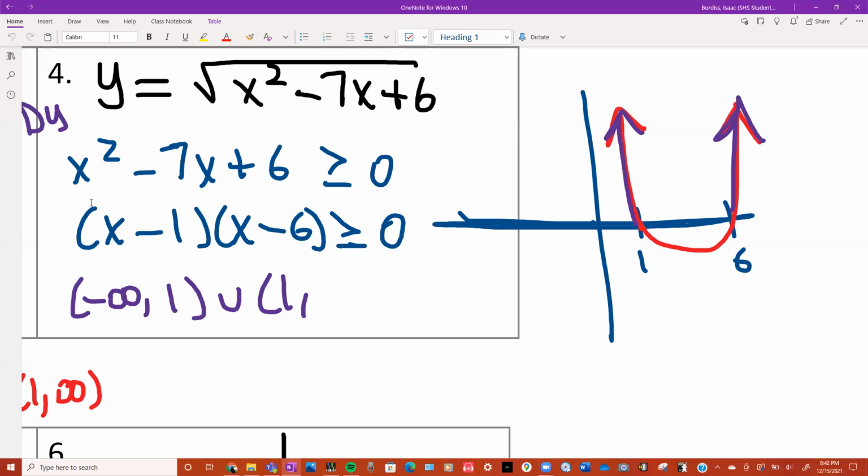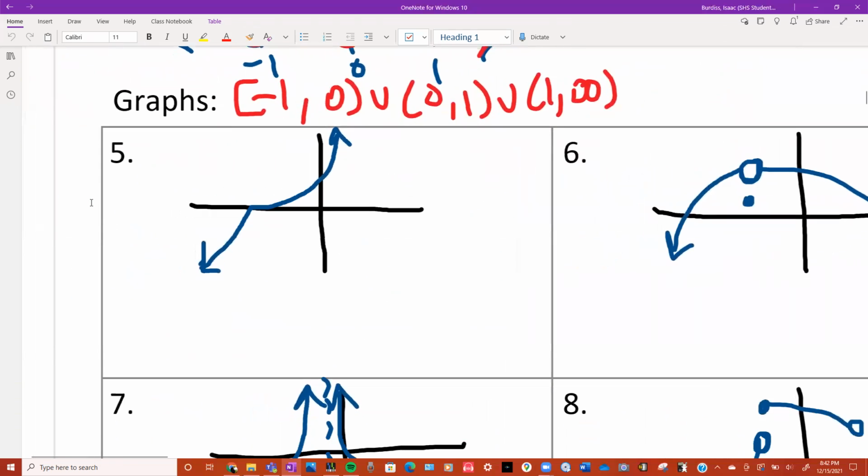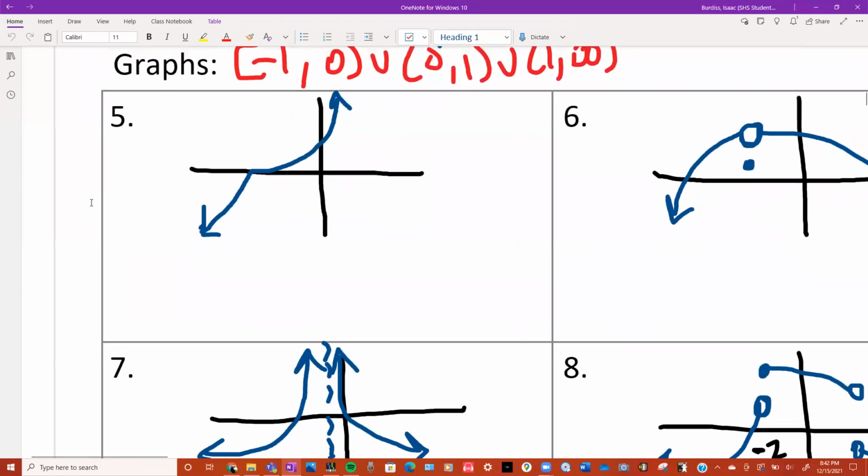But 6 to infinity. There you go. That is domain. But sometimes you also have to do domain like this for looking at graphs. So what about these?